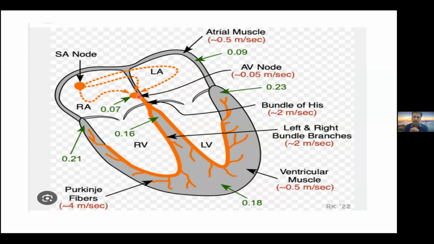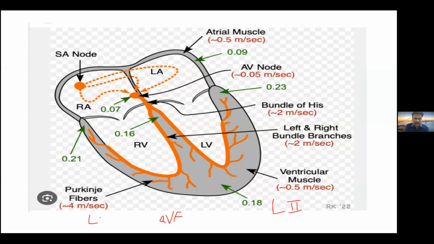Now I will tell you, the atrium from SA node to AV node goes from top to bottom. That is, it is coming down. So leads 2, 3, and AVF are the inferior leads. In the diagram, see here, this is AVF. This is lead 2. Because this is the inferior axis, you are seeing all these things in the inferior axis.